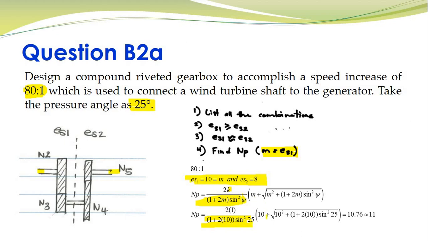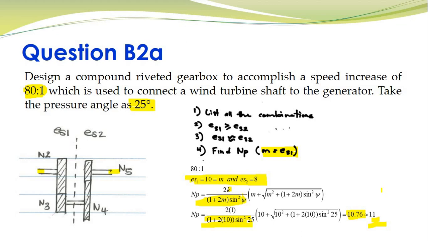Substituting all the values, with M as 10 into this expression, I get my NP to be 10.76. And then you need to understand that we always round NP up to the next integer, not the nearest, but the next.